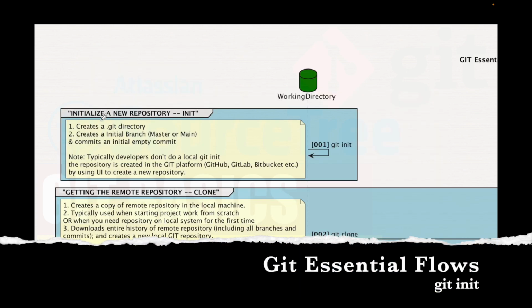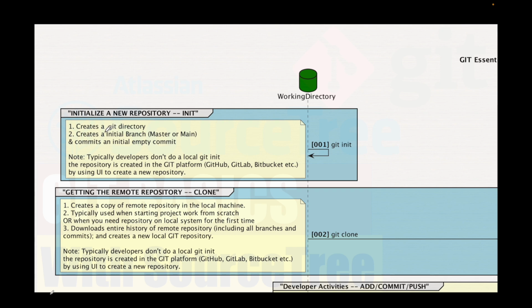So initializing a new repository with the help of git init. What it does is it creates a .git directory. It is a hidden directory. It starts with a dot, so you can understand that it is a hidden directory. And it also creates an initial branch. It can be called main or master branch, and commits an empty commit. We shall see it now. Let me open the console and do it.